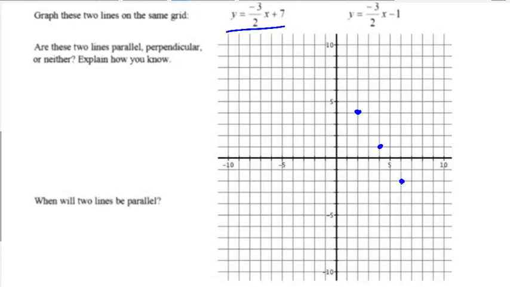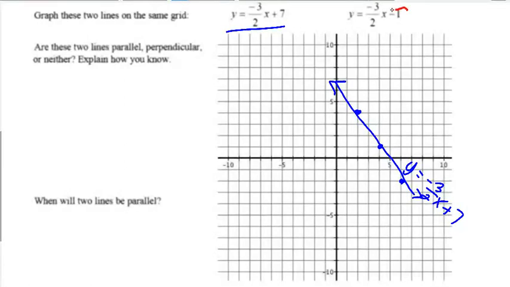Okay, so what you're going to do is connect those with the straightest line possible. And you're going to label it y equals negative 3 halves x plus 7. Okay, so I don't really like using the calculator because it's easier to graph lines using the equation.